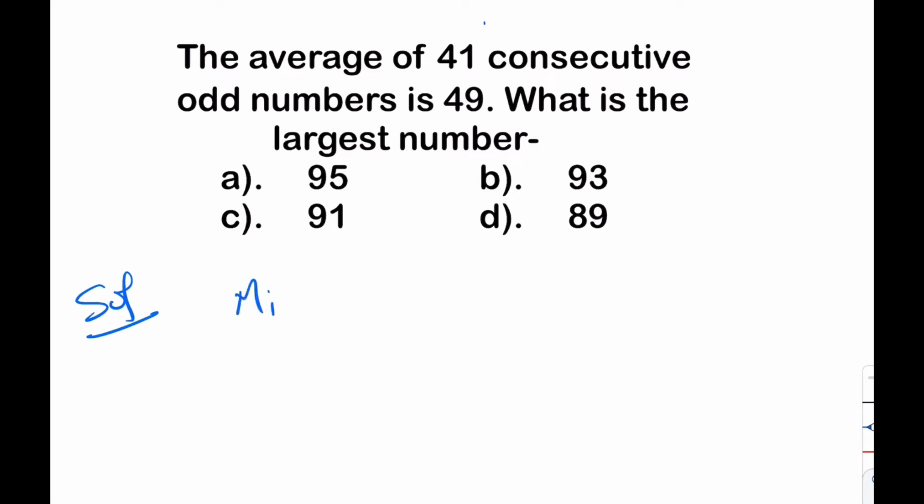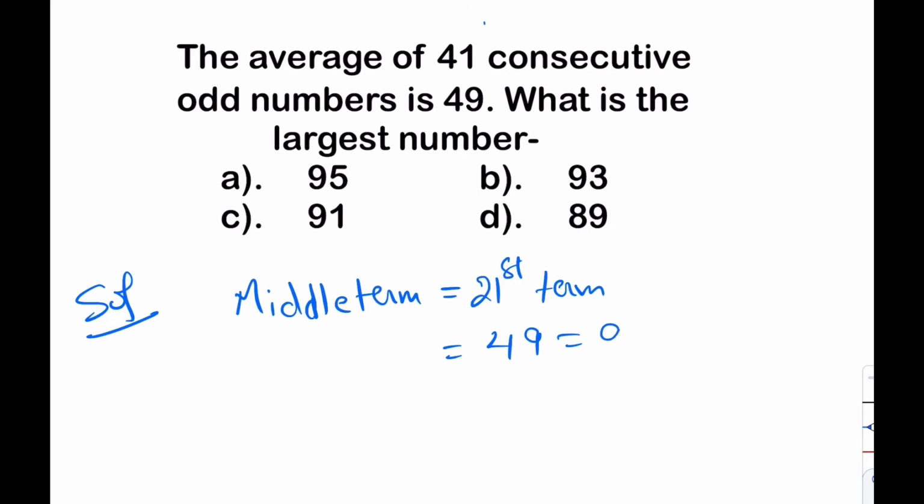Now middle term. Middle term is equal to 21st term because we have 41 consecutive numbers. So then middle term is 21st term, and this is equal to 49 because 49 is our average. So middle term is 49.